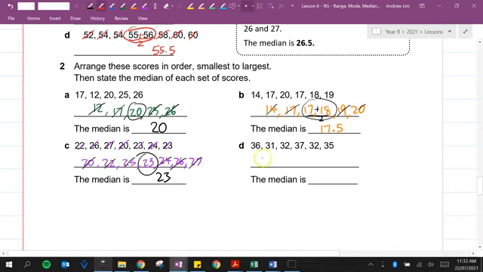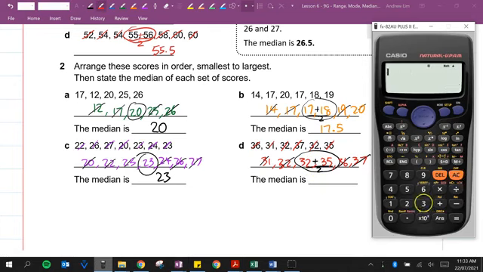Question D. Smallest, then 32, then 32, then 35, 36, and 37. Highest, lowest, 2 in the middle, 2 left over. Add them together and divide by 2.